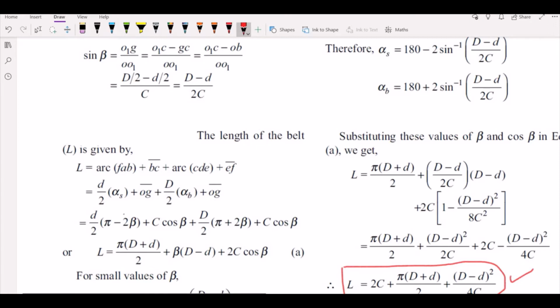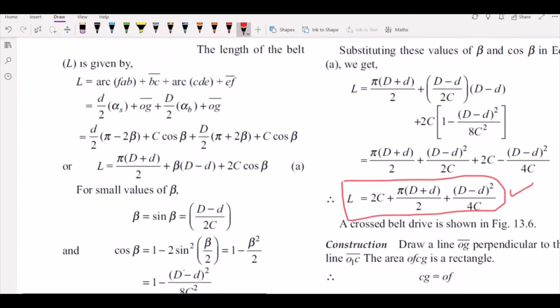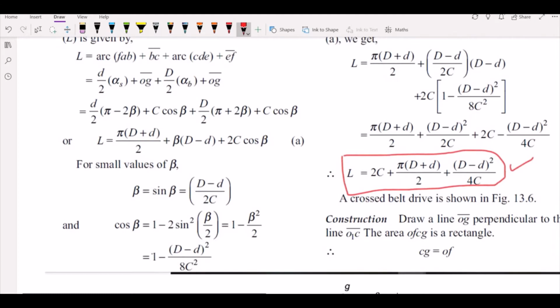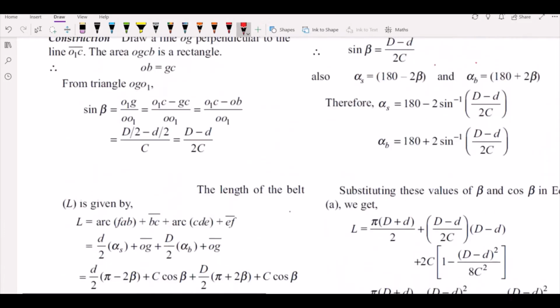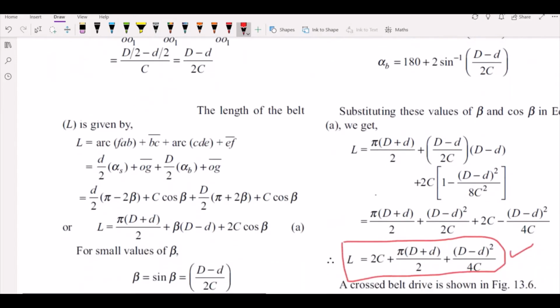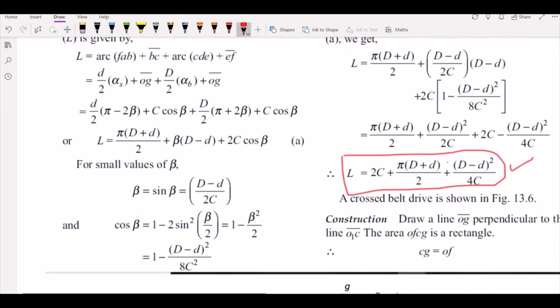What I do is, if I want to know the length, I need to know the sine beta, this beta, as well as cos beta. If your sine beta angle is very small, then by simple substitution I can calculate the cos beta. You know the formula for cos beta from your mathematics: 1 minus 2 sine square beta by 2. If I substitute over here, I get this as 1 minus capital D minus small d whole square by 8C square. If I simply substitute all these parameters over here, then I get the final length of the belt as 2C plus pi into D plus d by 2 plus D minus d whole square by 4C. This is the length for the open belt.